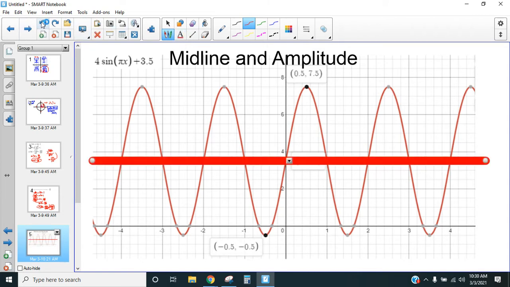Now, let me blank that out. What if I didn't have that for you? And what if you couldn't see the graph numbers on here at all, but you knew that the height of this, notice how I'm looking at the y coordinates, the maximum height is 7.5 and the minimum is negative 0.5. How could you come up with 3.5? What could you do with those two? Find what's in the middle, find the median. Yeah, you're very close.